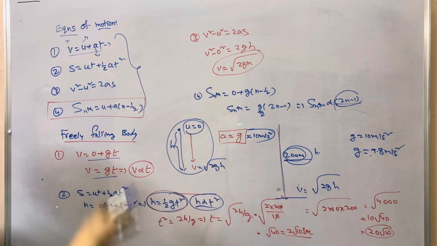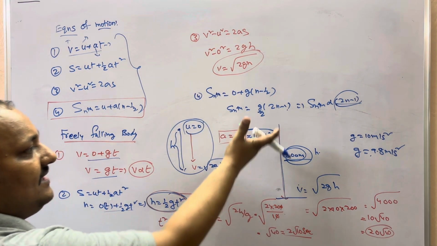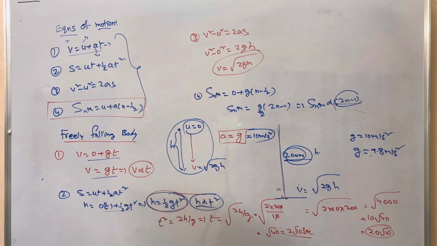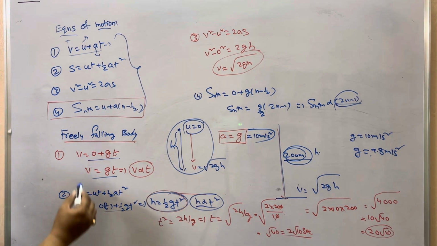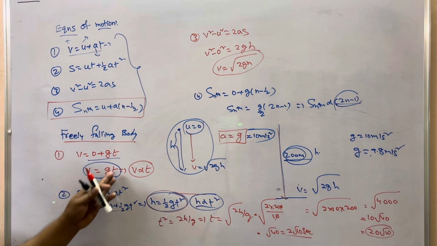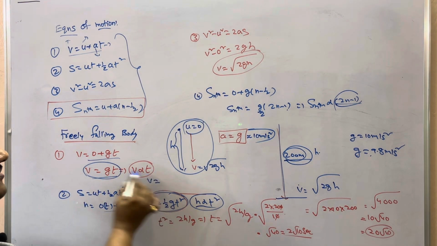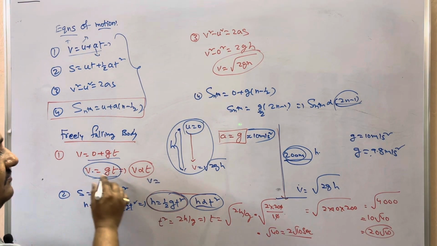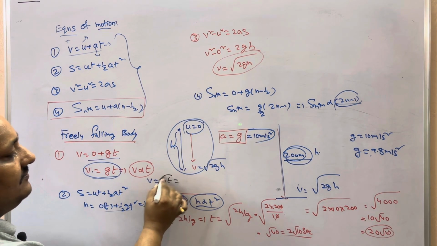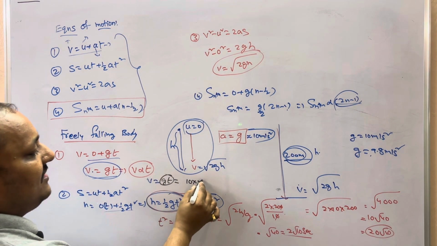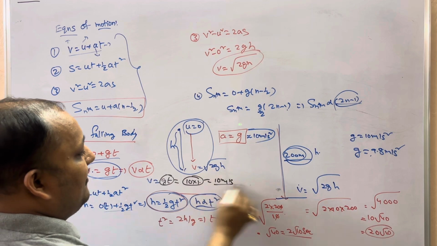Once you practice freely falling body questions, we will discuss the vertically projected body in our next video. Understood? Now, what is the velocity after 1 second, 2 seconds, and so on? For the velocity after 1 second, we use the formula V is equal to GT. With G value 10, after 1 second it is 10 meter per second.